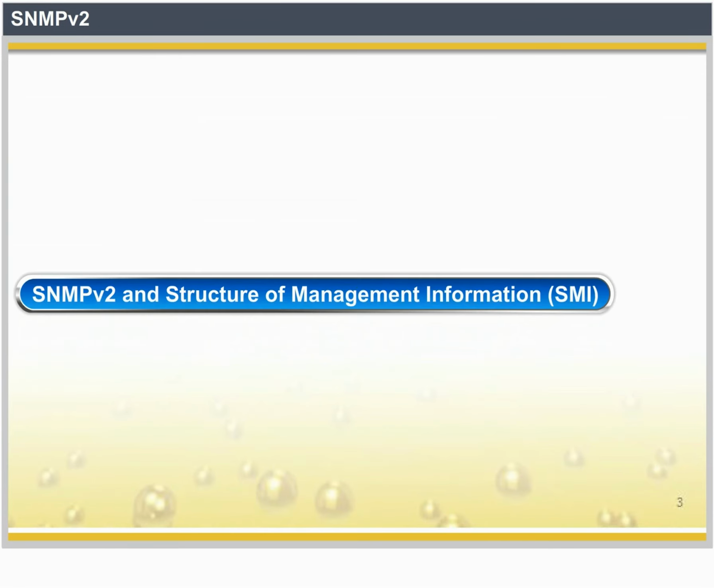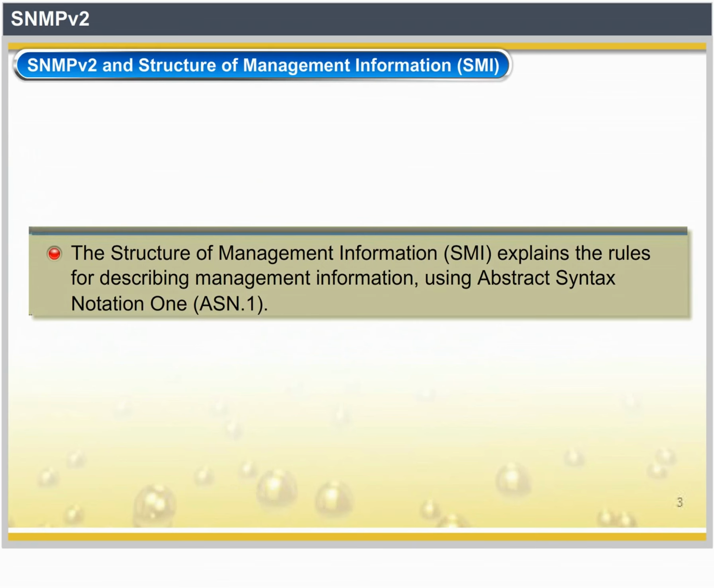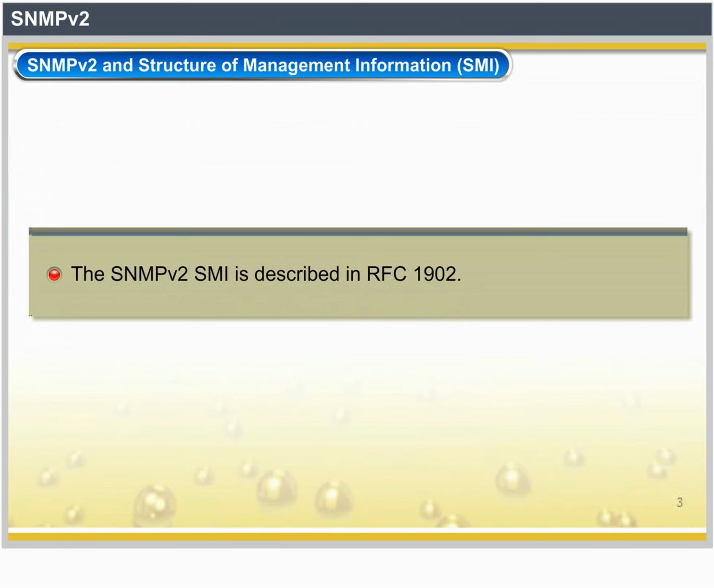The Structure of Management Information, or SMI, defines the rules for describing management information using Abstract Syntax Notation 1, or ASN.1. The SNMP v2 SMI is described in RFC 1902.